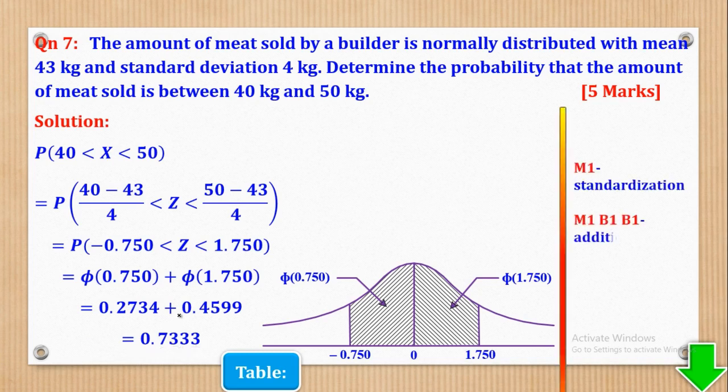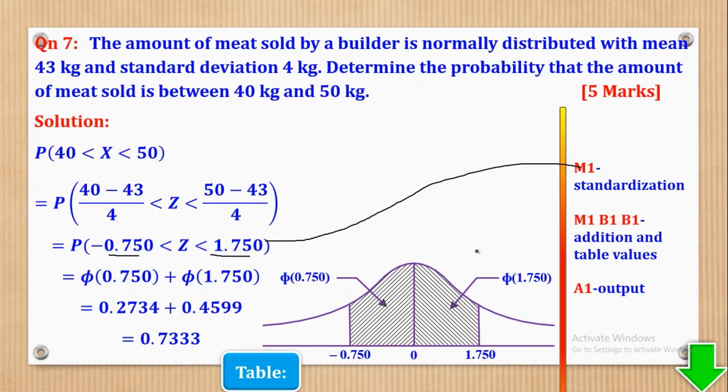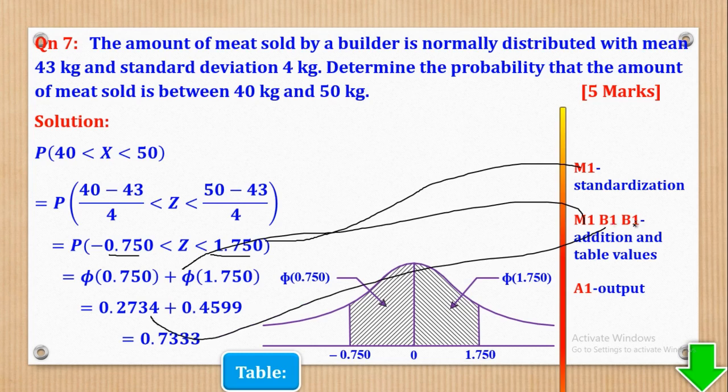Now let's see how much can be awarded. M1 for standardization, and the Z values must be to 3 decimal places. Then M1 for this addition, then B1 for the table value, another B1 for this other table value, and A1 for the output.